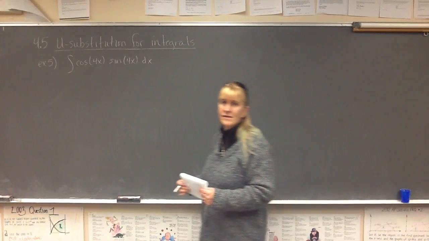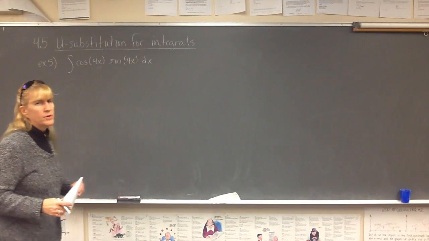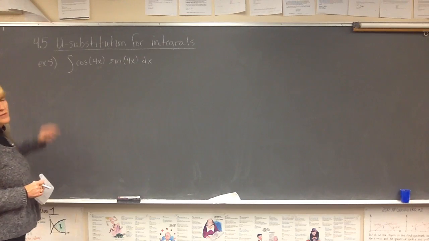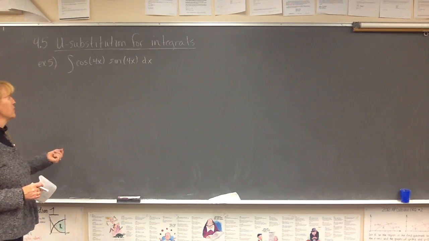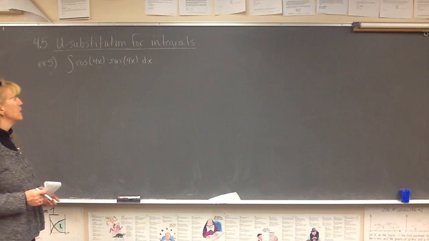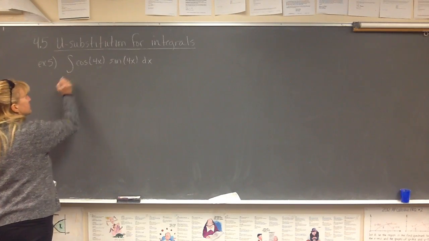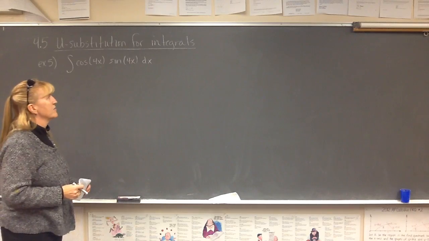Okay, welcome back, calculus. We are continuing with our 4.5, which is our U-substitution for integrals, and we're on example number 5. The other videos showed examples 1, 2, 3, and 4. So we want to integrate cosine 4x times the sine of 4x with respect to x.